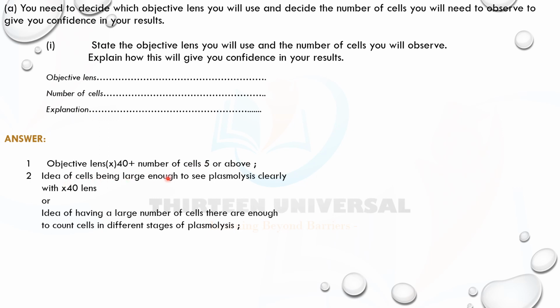The idea of cells being large enough. Yes, that's why we're using times 40, to see plasmolysis clearly. Or the idea of having a large number of cells, so there are enough to count cells in different stages. Yes, we have more, so you can see cells in different stages of plasmolysis. Okay, 2 marks.